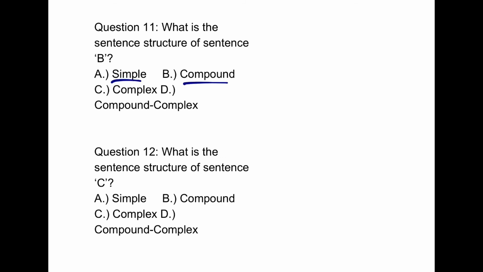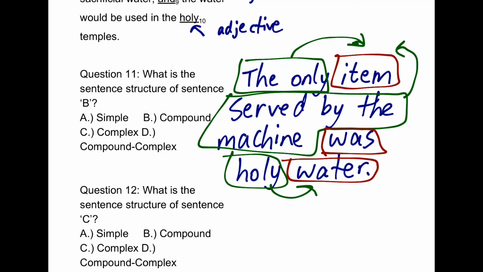Next up, we looked at the sentence structures of sentences B and C and decided they were either simple, compound, complex, or compound complex. So if we break down this sentence as item was water, noting that the only is describing item and served by the machine is a participle phrase describing item, was being a linking verb, and holy describing water, we can try to count the subjects and verbs. Hint, there's one subject and there's one verb, which means this is a simple sentence.